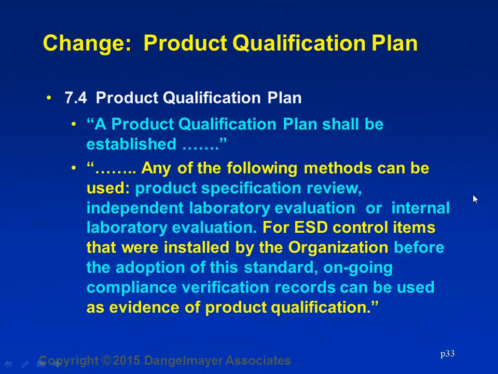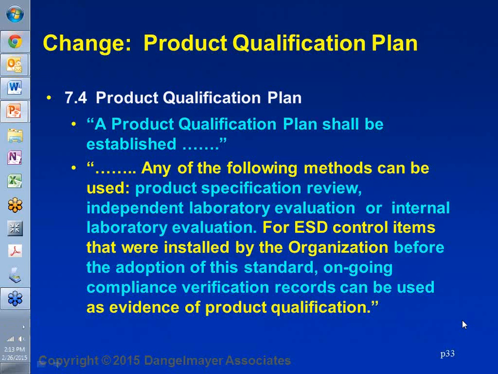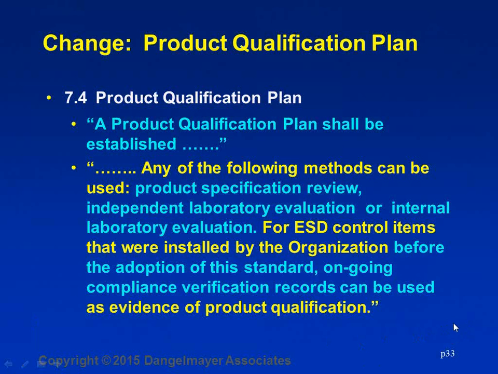For ESD control items that were installed before the adoption of 2020, they're kind of grandfathered in by saying that if you have ongoing compliance verification records for the materials you've been using, you can essentially use those as your evidence of product qualification. So basically, if you have ongoing compliance verification records, you can use them as evidence of your product qualification for materials that you've been using for a while.